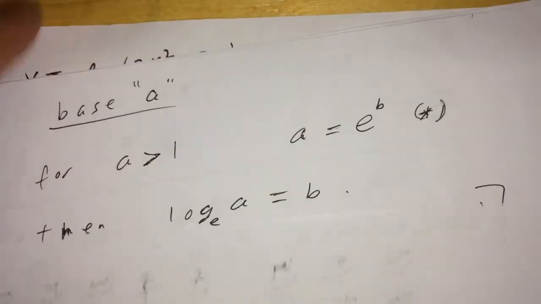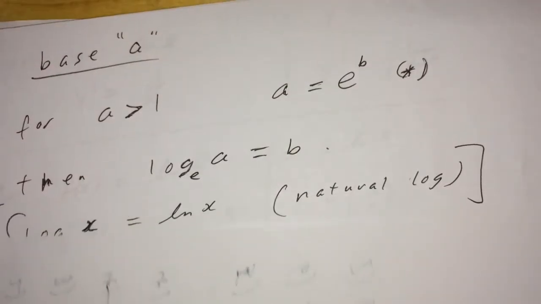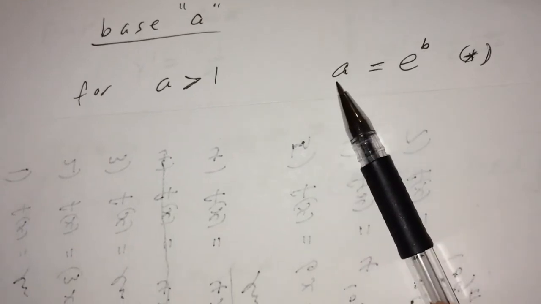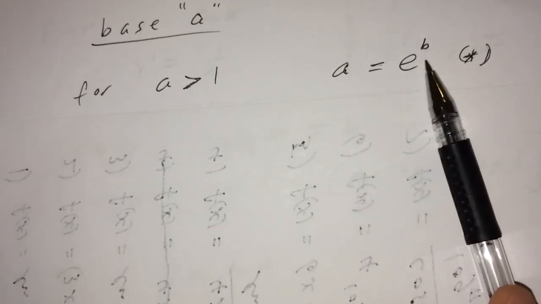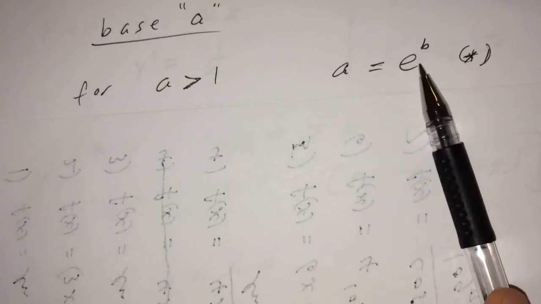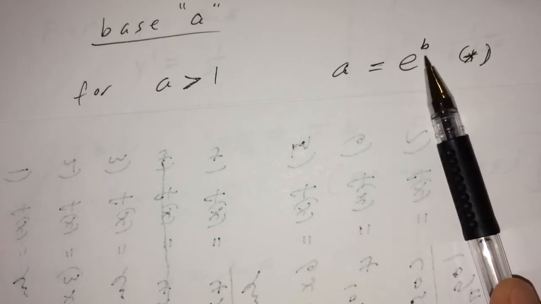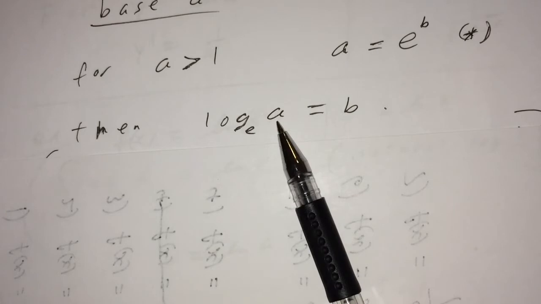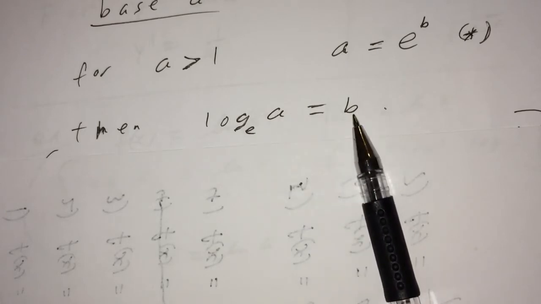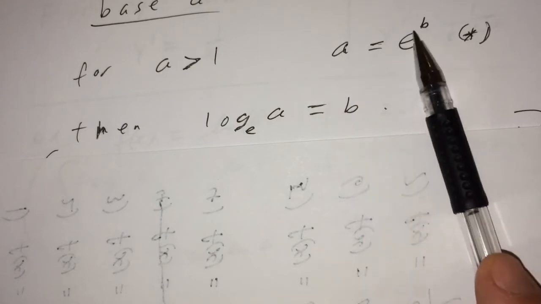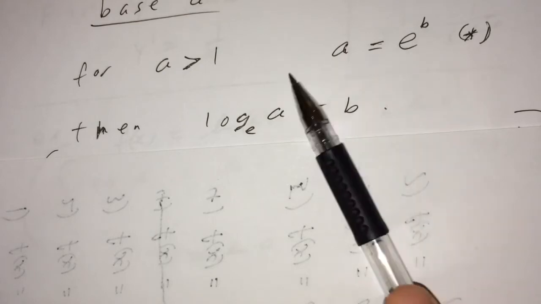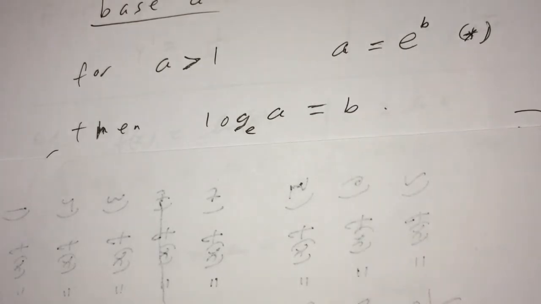Now, what about logs or exponentials with a base other than e? Okay, so as I've mentioned before, for a greater than 1, any number could equal e to the b. Okay, so a could be e to the b. There exists a b value for that. So then log base e of a equals b. So just using our log rules, if this is true, and you want to solve for that b, you take the log base e of both sides. Okay, so it gets you b.